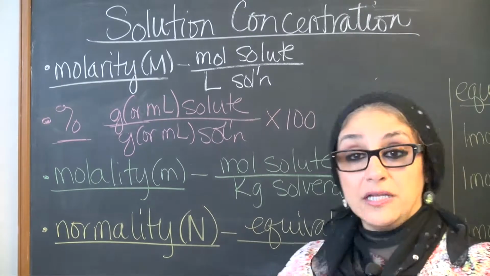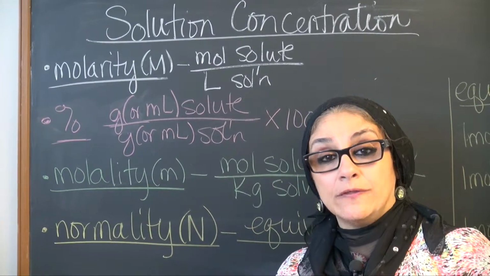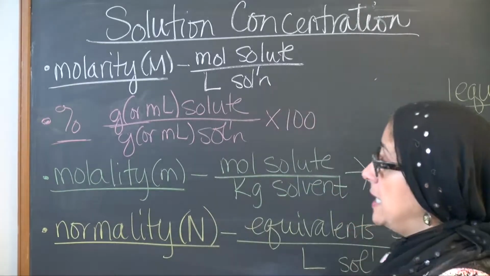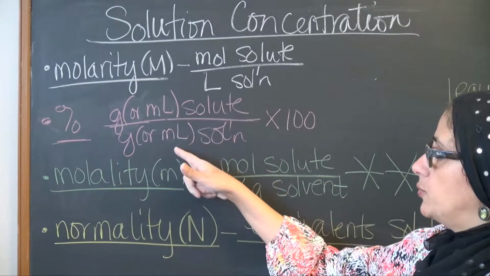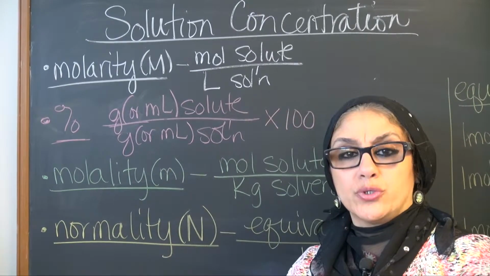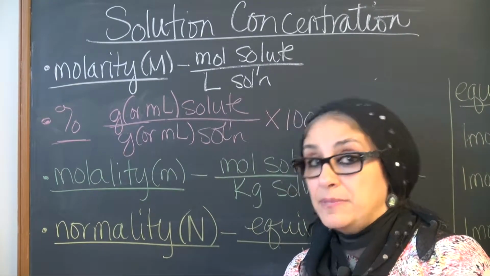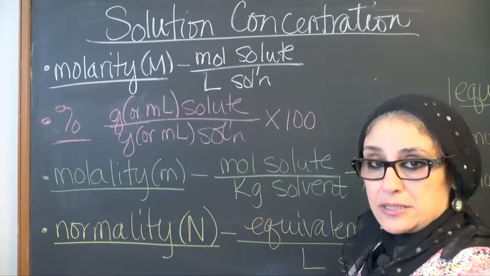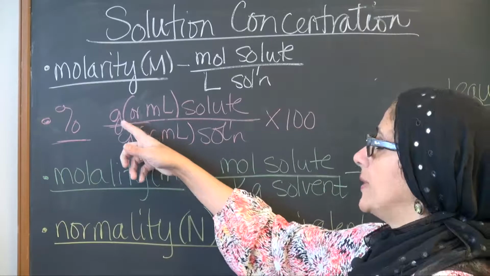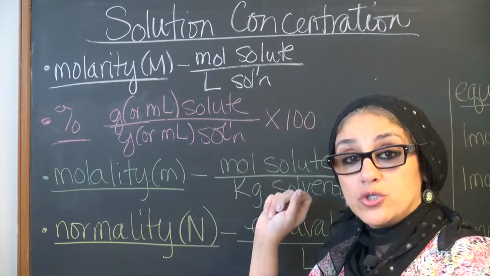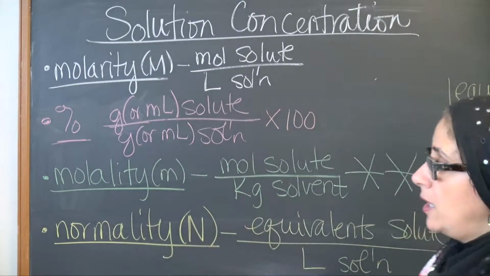If it is percent by volume, if the solute and the solvent are both liquids, then we use percent by volume, and it would be milliliter solute per milliliter of solution times 100. Now, if it just says percent and it doesn't specify by mass or by volume, oftentimes it's kind of a mix of the two. It will be grams of solute per milliliter of solution times 100.